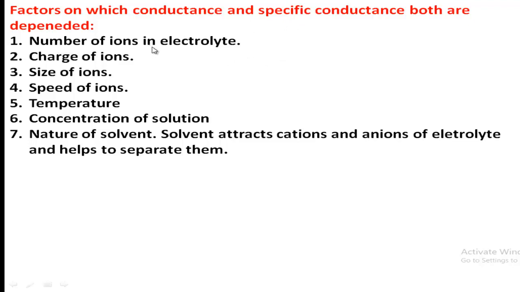Such as number of ions, that means concentration. If the concentration of the electrolytic solution is more, then the conductivity will also be more. If the speed of ions is more, electrical conductivity will also be more. Temperature: you know that if the temperature of electrolytes increases, then the kinetic energy of the ions also increases, so conductivity also increases. In this way, these points actually affect the conductivity of electrolytes.